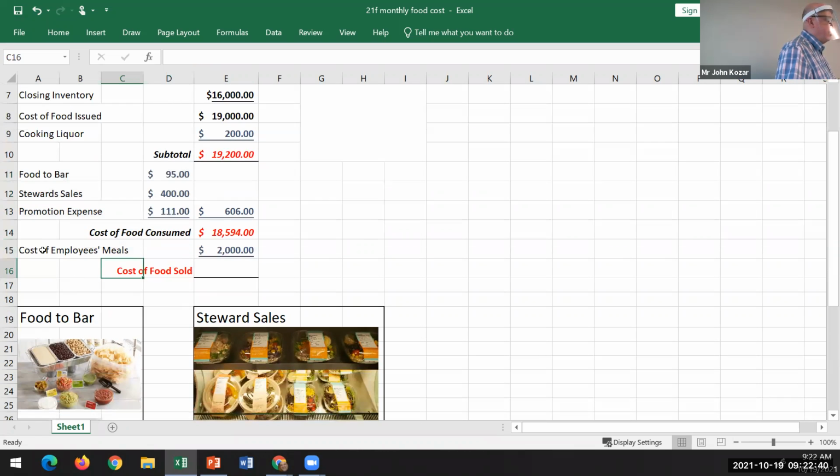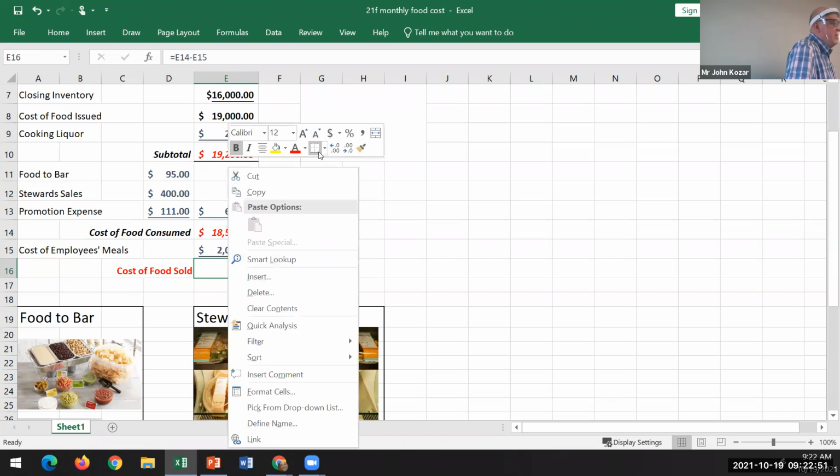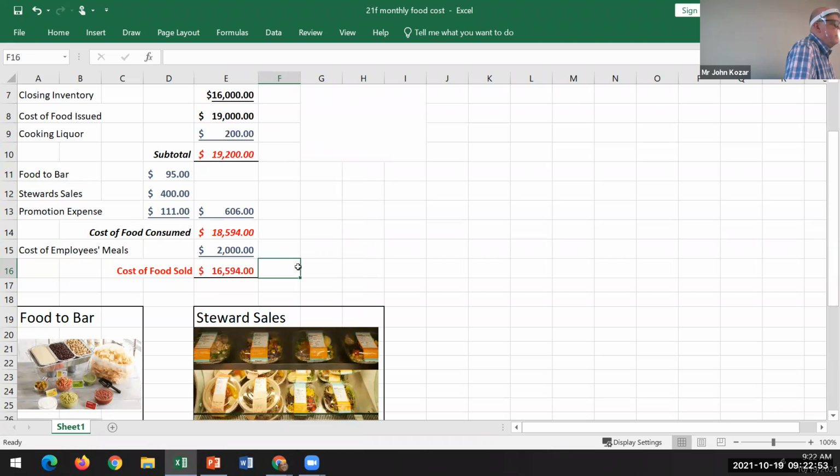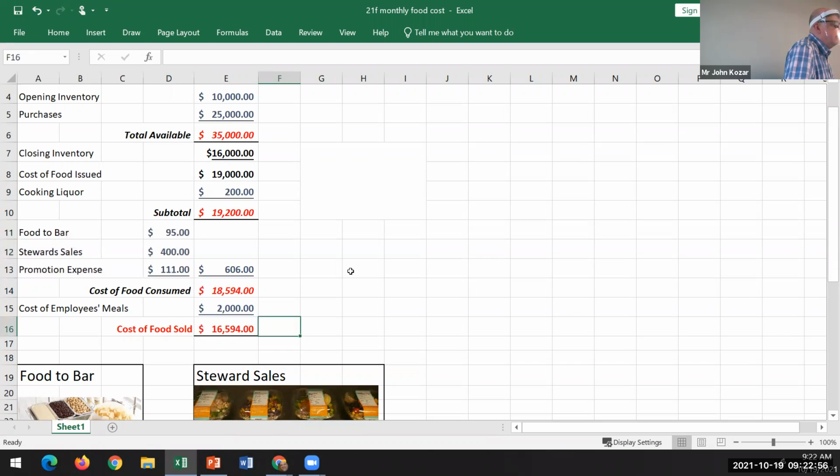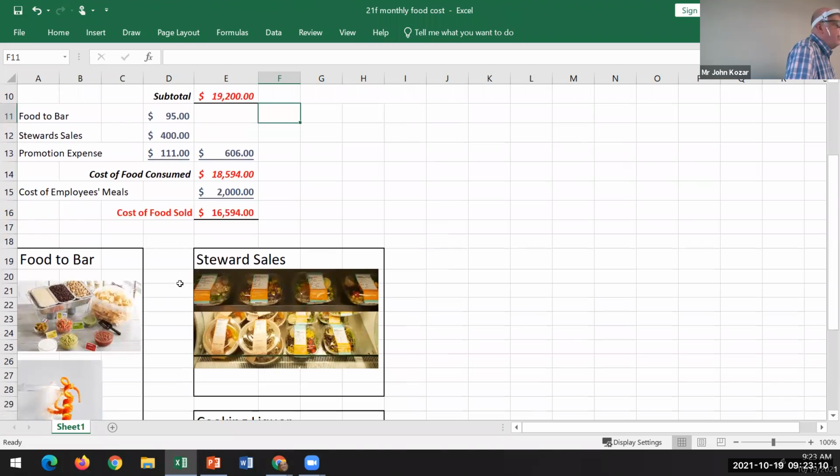And then the last thing that we'll take off is our cost of employee meals for the month. That's going to be a deduction as well. Okay, so then we can compare that number to our food sales and get an accurate food cost percentage.